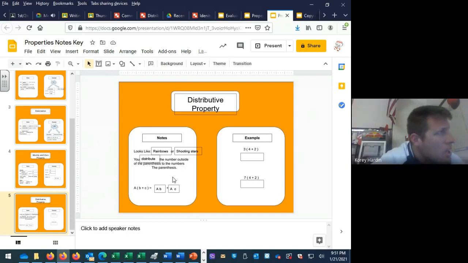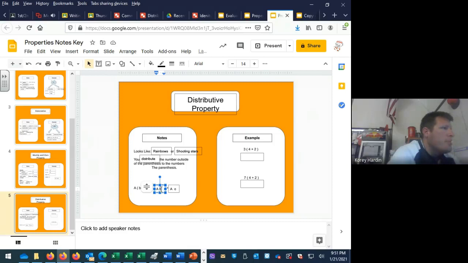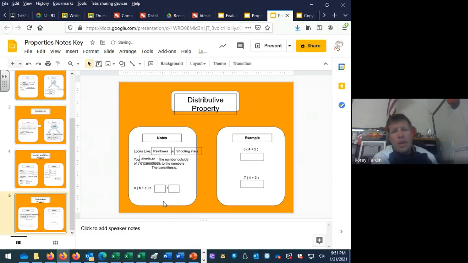Okay, so with distributive property, what that looks like is going to be rainbows or shooting stars. Yeah, real manly, I know, but it's going to look like rainbows or shooting stars. Okay, and you're going to distribute the number outside of the parentheses to the number inside the parentheses. So I have A, and inside the parentheses, I have B plus C. That does need to be an addition sign, okay? But B plus C. So I'm going to distribute A to B.